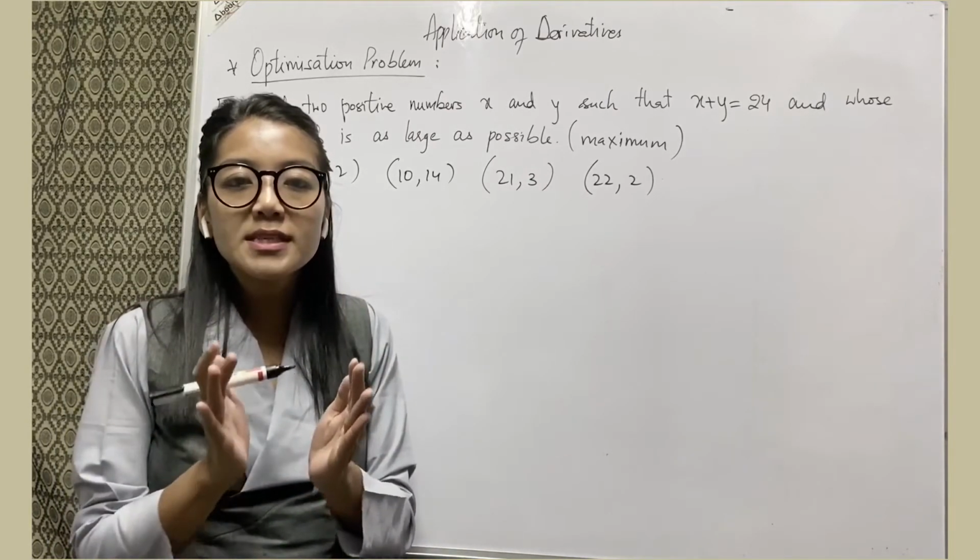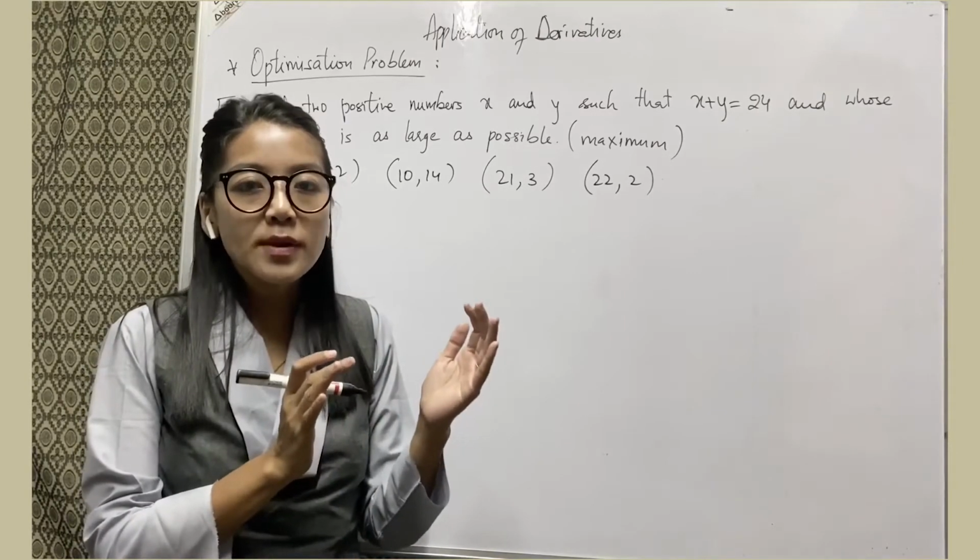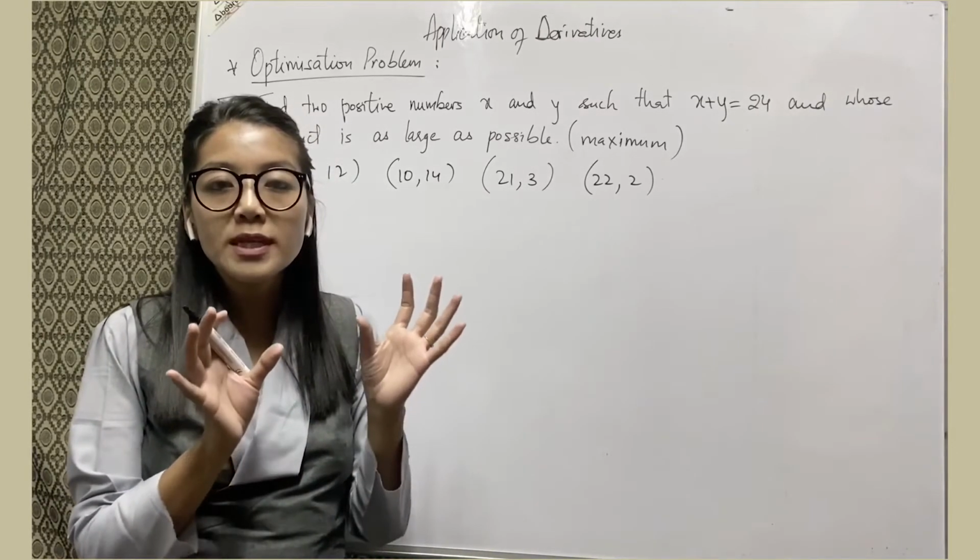Which is the given quantity and which quantity is to be optimized. So you should be able to differentiate between these two first of all.